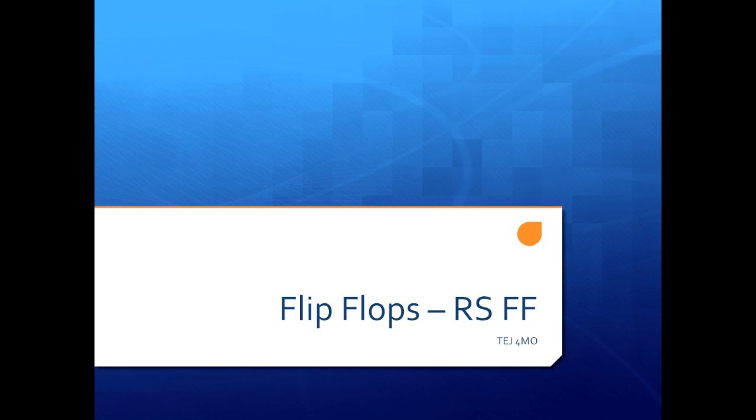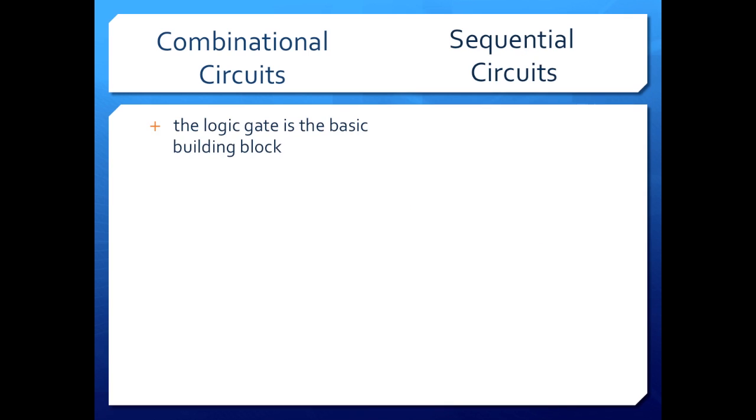Today's video is about flip-flops, and we're going to introduce the first most basic flip-flop, which is the RS flip-flop. Combinational circuits, as we know, are made up of logic gates. Logic gates are the basic building block behind all of those circuits. But what we probably don't think about when we're making them is that the output of those circuits always depends on what the present input is. And we're going to find out later when we look at sequential circuits that that's different.